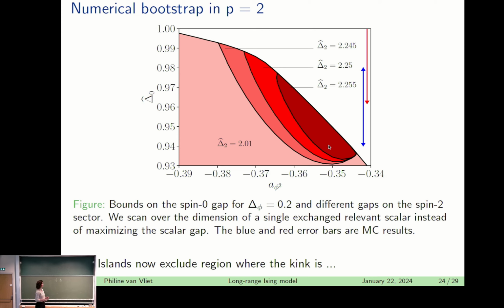But the problem is that you can see if you would push the value of delta 2 too high, at some point you're excluding the long-range Ising model or the kink that we saw in the numerics, which is here. And for the island that we get that does include this kink, we can still not exclude any of the Monte Carlo results. So if we want to do that, we should think of a different way to push the numerics, except just increasing this spin2 gap.